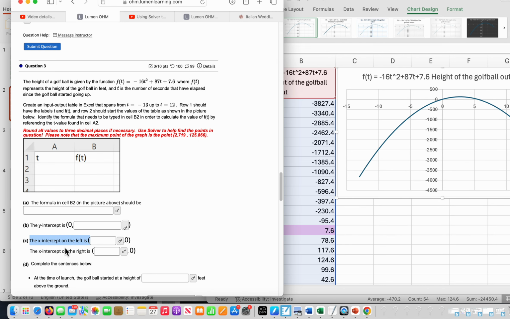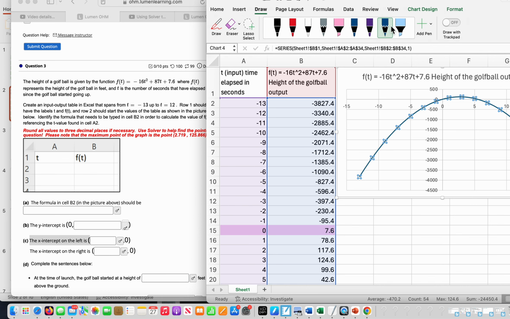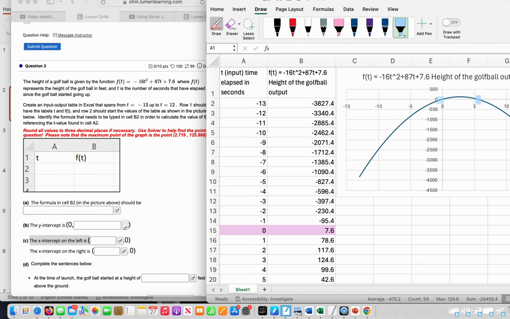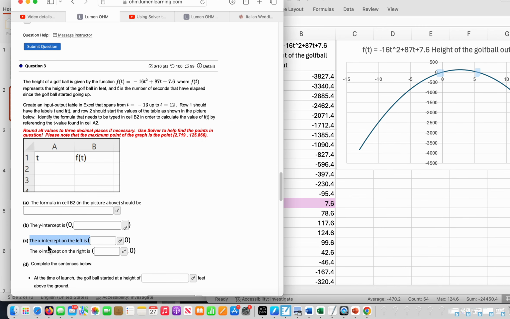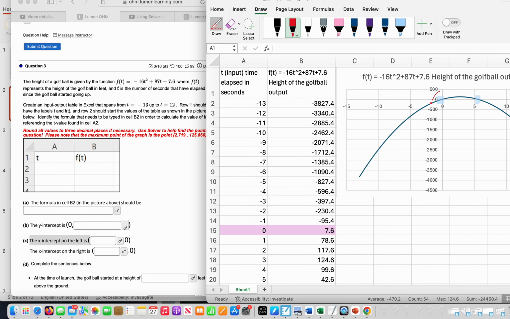So what is this question really asking? The x-intercept is where the function goes through or crosses the x-axis. So you can see it crosses in two places. It looks like it crosses right about here and right about here. So it crosses the x-axis in two places. So this question is saying, find where it crosses on the left. The second one is asking where does it cross on the right.